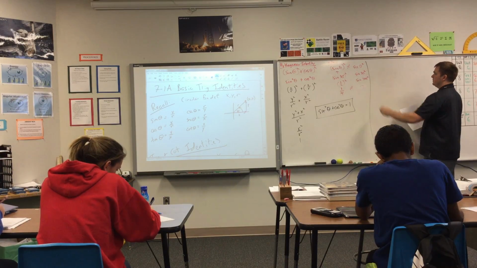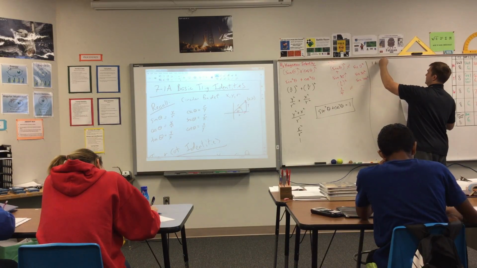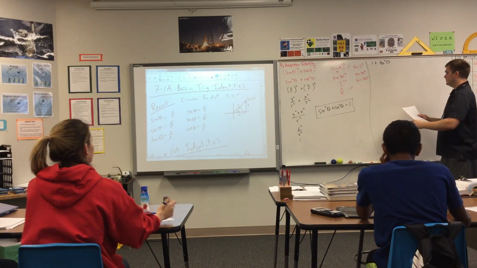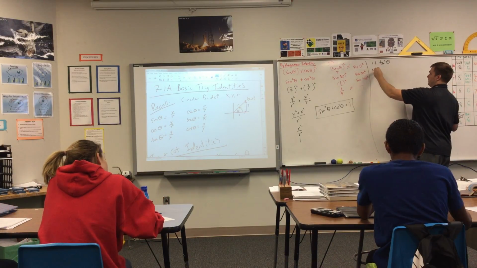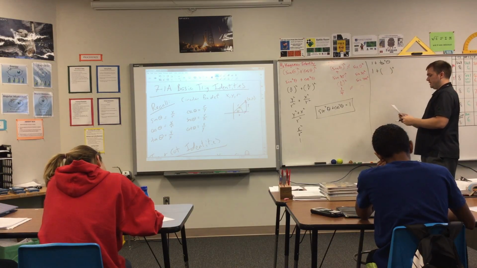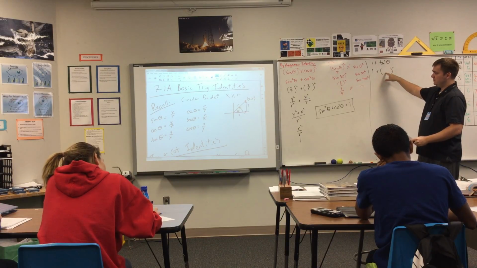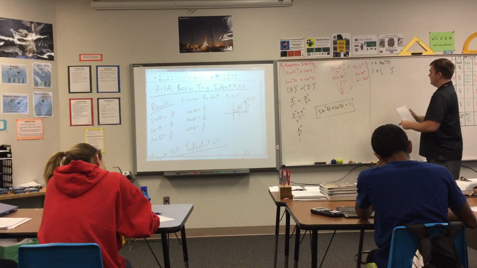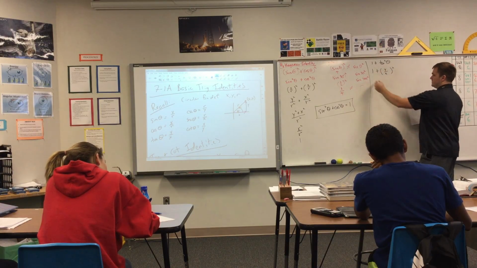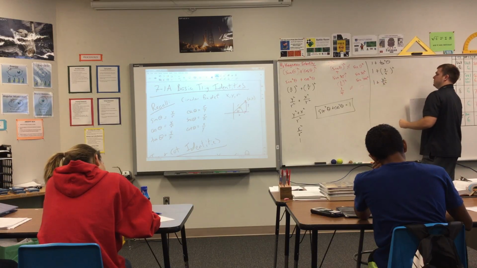Alright, let's do another one. 1 plus tangent squared theta. So what do we say that tangent is represented by? We could put it as sine over cosine. We could put it as y over x. We'll return all of these to the x's, y's, and r's. So y over x. So 1 plus y squared over x squared.